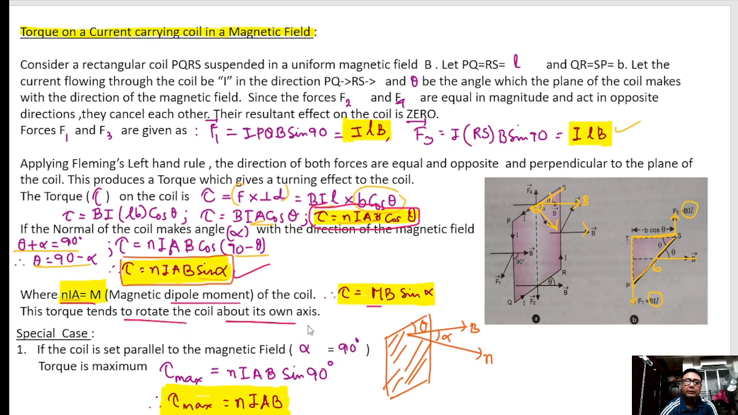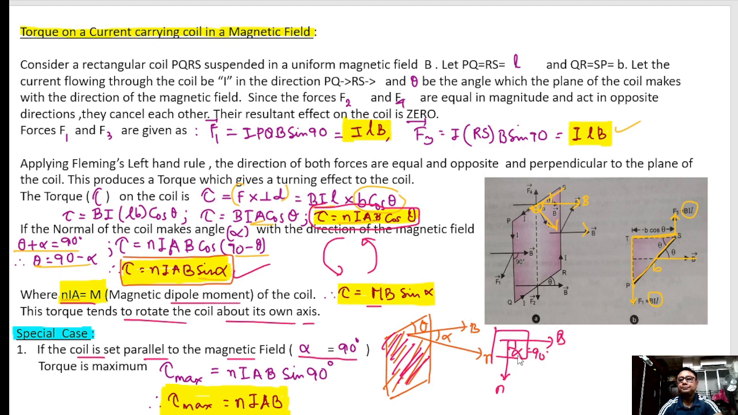Due to this torque, the coil will rotate about its axis. The coil will start to rotate like this. Okay, so now let us discuss some special cases. Number one, if the coil is set parallel to the magnetic field, then alpha will be 90 degrees. If this plane is along the magnetic field, the normal will be perpendicular to it, so alpha will be 90 degrees. So the torque acting in that case will be maximum. Clear?